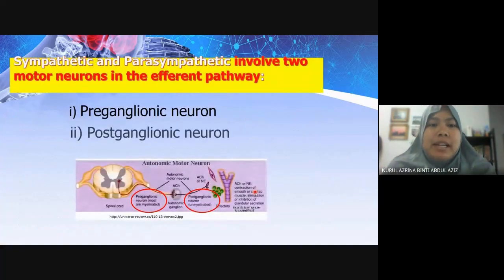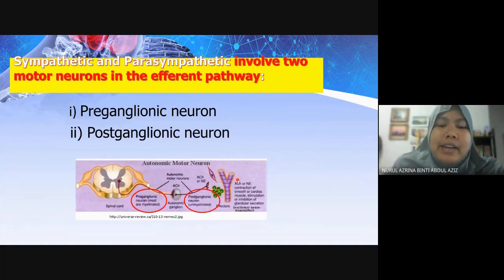So, the first one is preganglionic neuron. Which one is preganglionic neuron? This one. And mostly are myelinated. So yang datang daripada central nervous system ni and then synapse dengan autonomic ganglion ni preganglionic neuron. And the postganglionic neuron will synapse to the smooth muscle, cardiac muscle or gland cell. And you can see there are 2 times where neurotransmitter will be released.